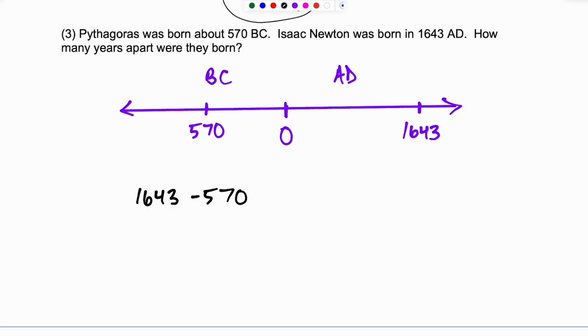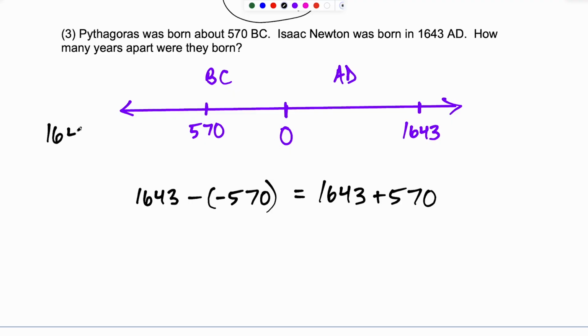But this is a very dangerous bear trap, okay? We have to know here 570 BC is in the negative, before 0. So we're going to say minus negative 570, and this is actually going to change to 1643 plus 570. And for this whole packet here, I'm doing everything without a calculator. So I'm just going to do the addition off to the side here. So I'm going to write this out vertically so we could do long addition.